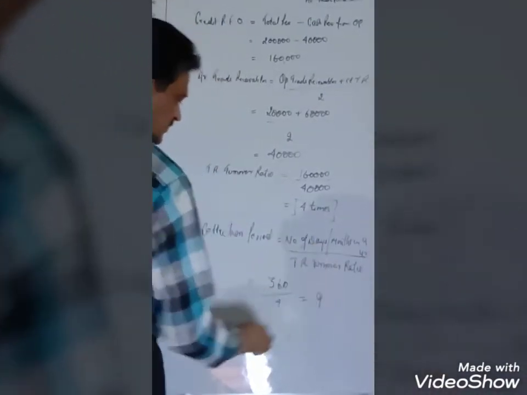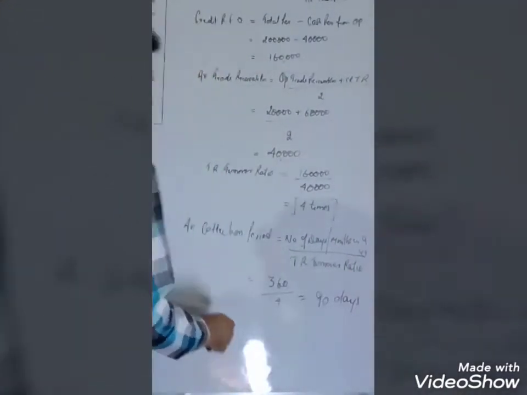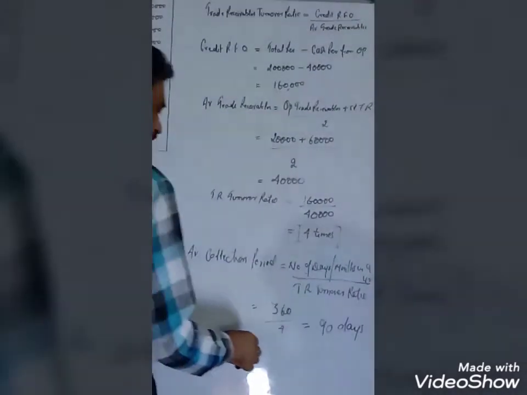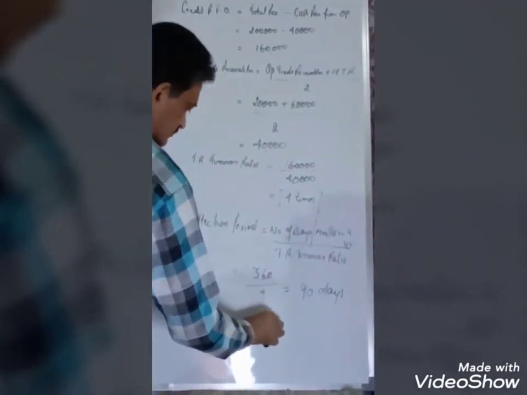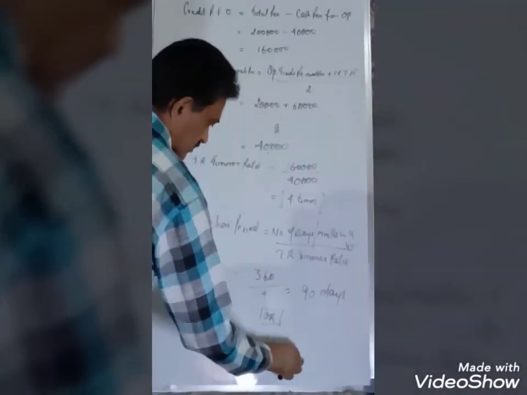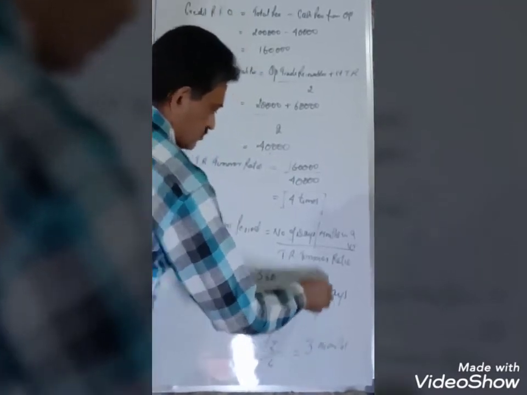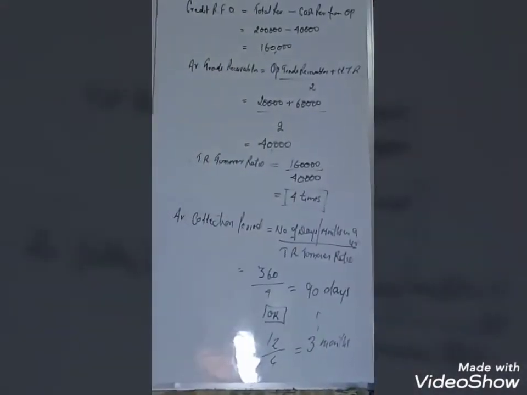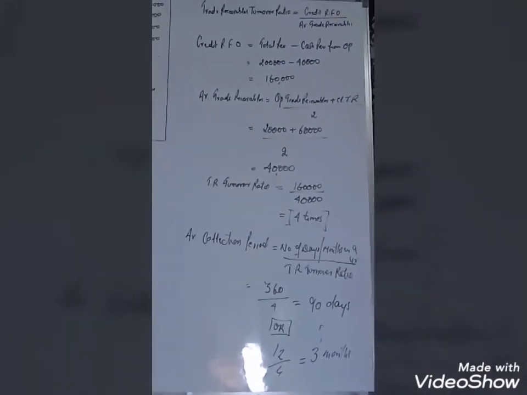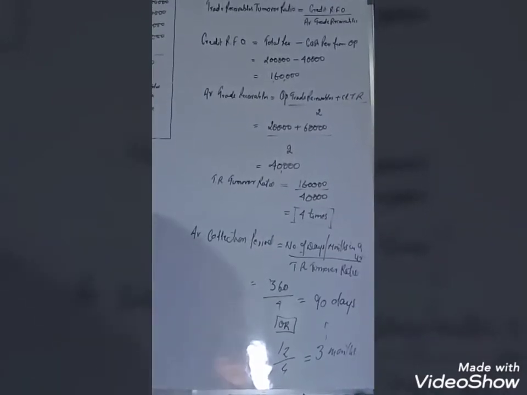This is 90 days. This is the average collection period. If we have to calculate this in months, the number of months is 12 divided by 4. This will become 3 months. 3 months are equal to 90 days. This is the average collection period. In this case, the cash is collected from debtors or receivables in a 3 months time period.